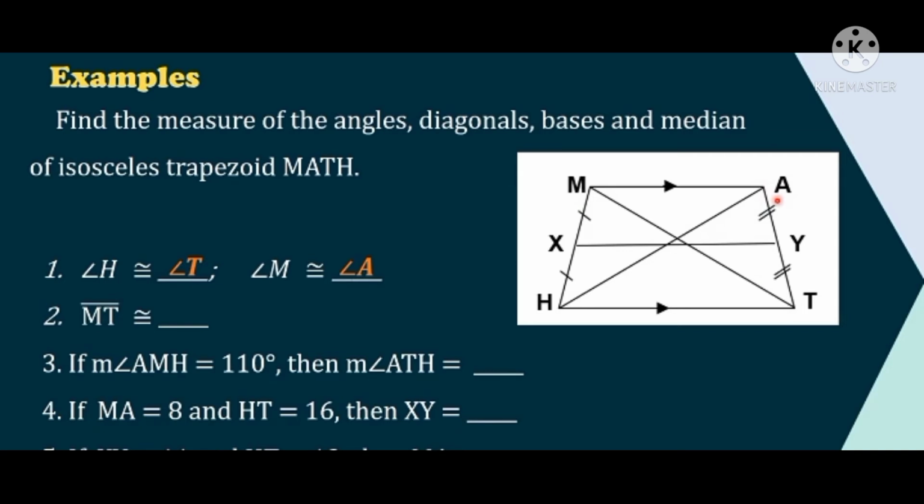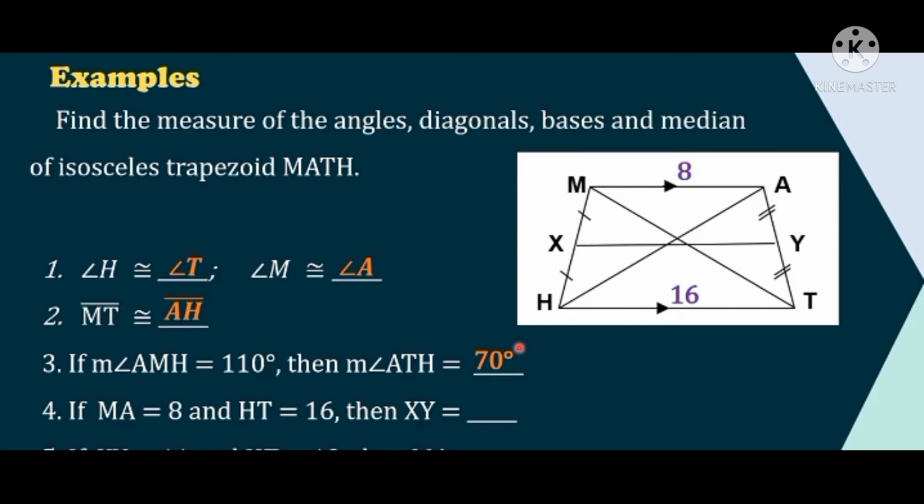Number 2. Segment MT is congruent to segment AH. Again, the diagonals of isosceles trapezoids are congruent. Number 3. If the measure of angle AMH is equal to 110 degrees, then what is the measure of angle ATH? It is equal to 70 degrees. Why? Because opposite angles are supplementary.